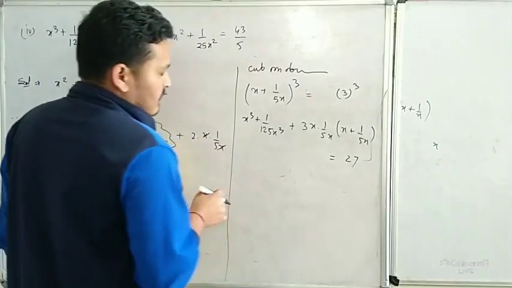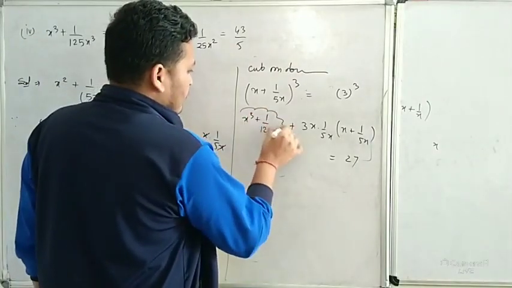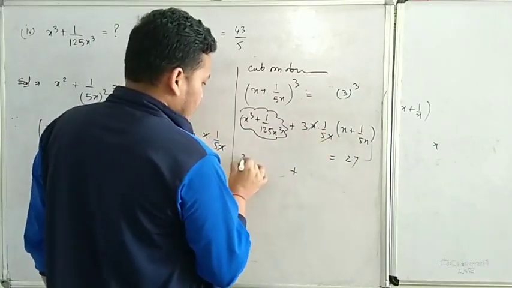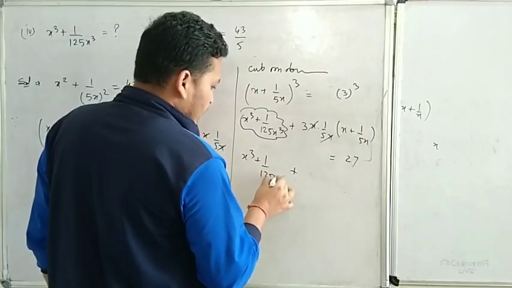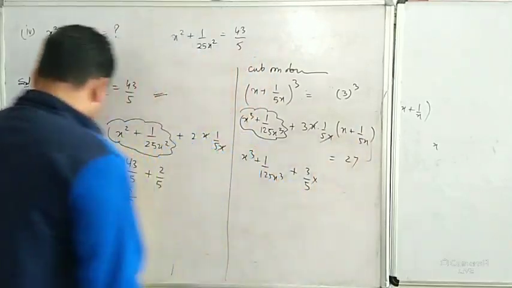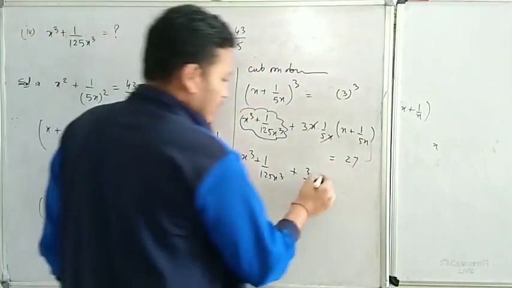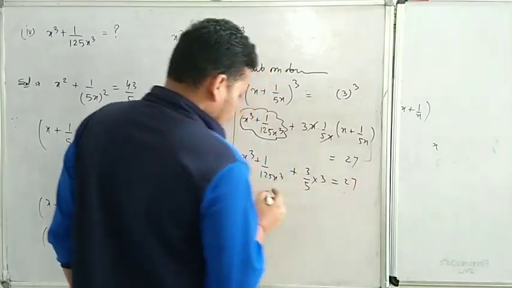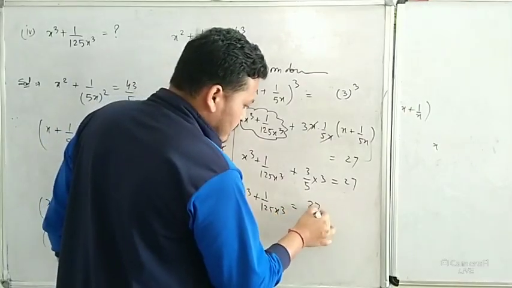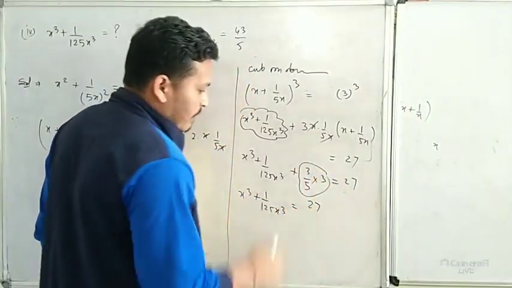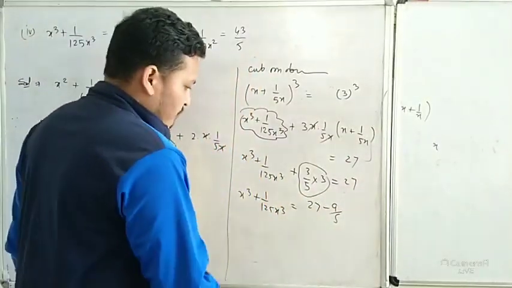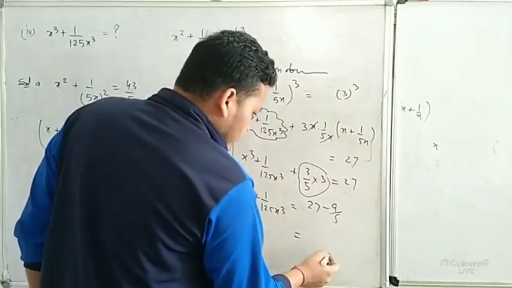So what is our answer? This part we need, and the remaining part x and x cancel, then x cube plus 1 by 25 x cube, then plus 3 upon 5 into (x plus 1 by 5x) which is equal to 3, equal to 27. So x cube plus 1 by 25 x cube is equal to 27 minus 9 by 5, taking the right hand side. So what is the LCM?